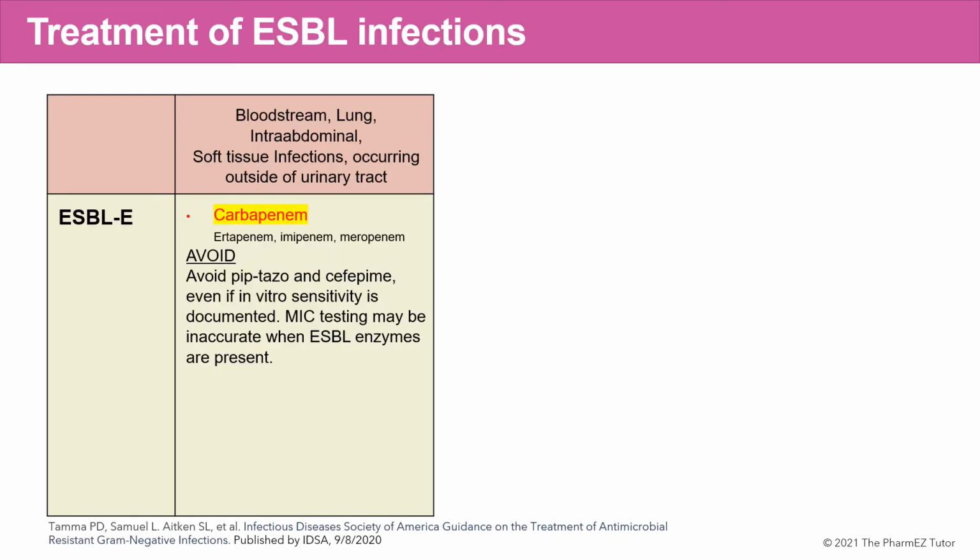For bloodstream, lung, intra-abdominal, or soft tissue infections occurring outside of the urinary tract, ESBL-E infections can be treated with a carbapenem, either ertapenem, imipenem, or meropenem. We want to avoid using piperacillin tazobactam and cefepime, even if the in vitro sensitivity is documented. MIC testing may be inaccurate when ESBL enzymes are present.